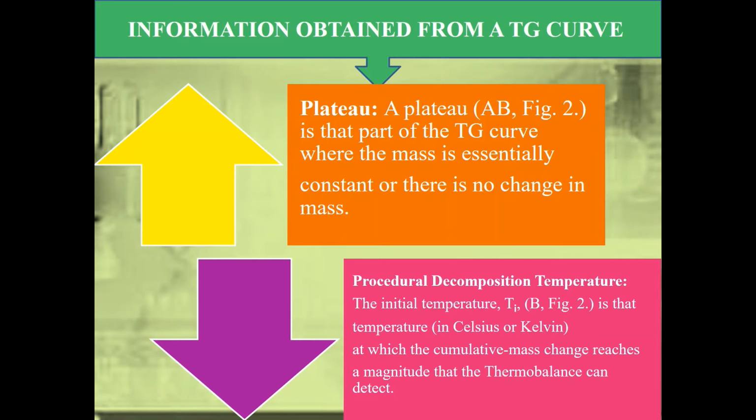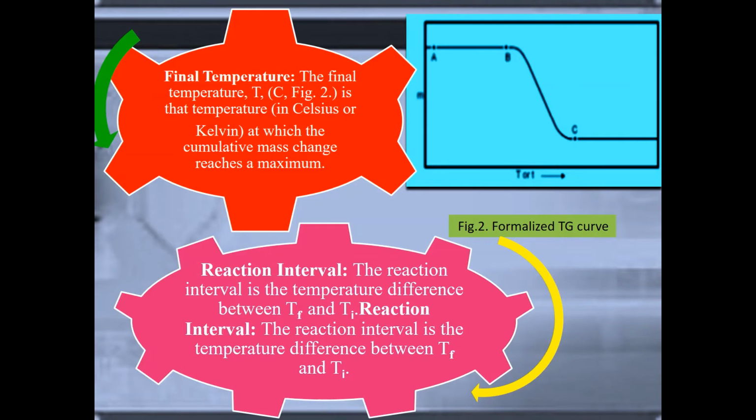Whereas procedural decomposition temperature, the initial temperature Ti, B, figure 2, is that temperature in Celsius or Kelvin at which the cumulative mass change reaches a magnitude that the thermobalance can detect. As you can see in the figure, the final temperature Tf, C, figure 2, is that temperature in Celsius or Kelvin at which the cumulative mass change reaches a maximum. Reaction interval. The reaction interval is the temperature difference between Tf and Ti.